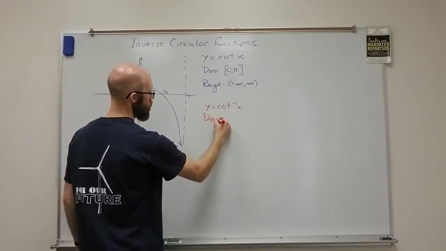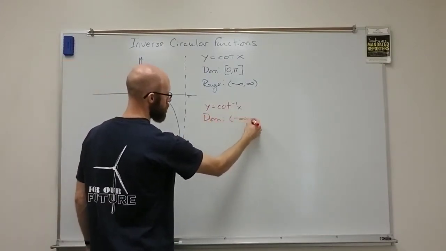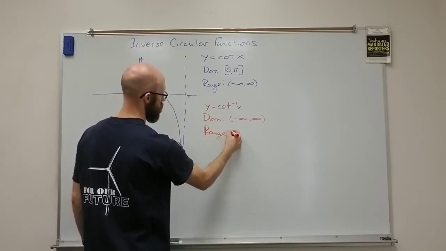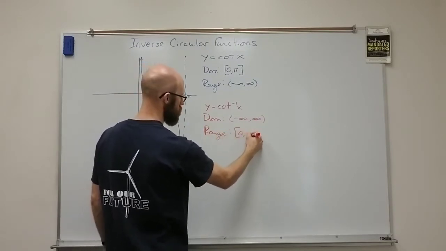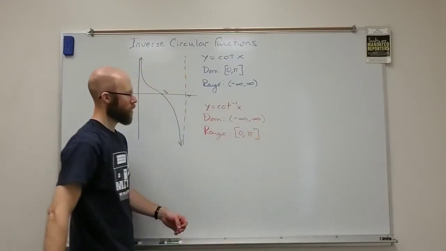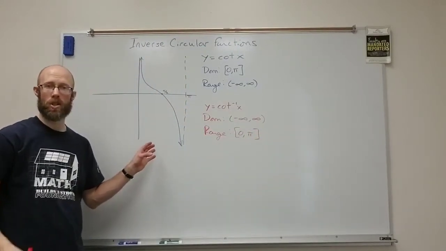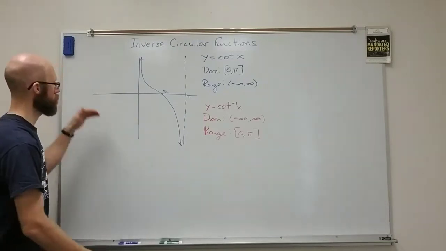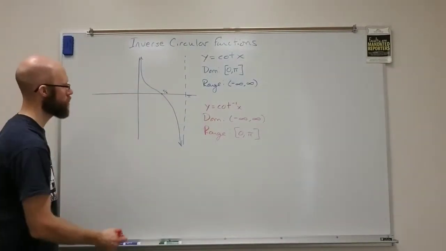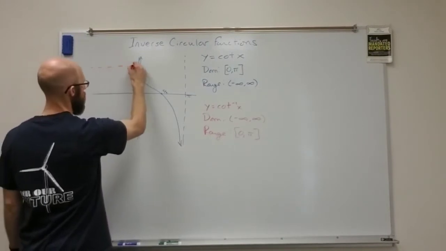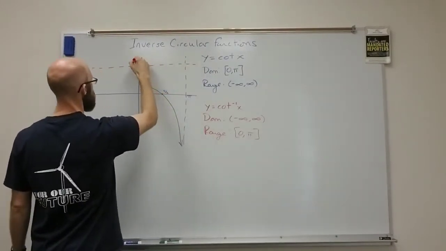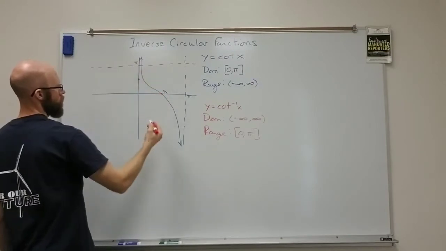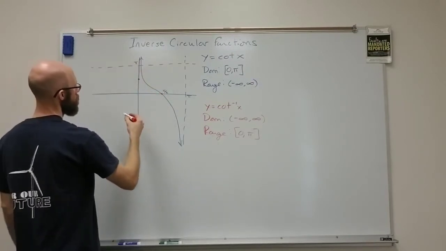And then when we do the inverse cotangent, its domain is going to be all real numbers, and its range is going to be from 0 to pi. So again, what happens with the cotangent, just like the tangent, is that our vertical asymptotes become horizontal asymptotes. We'll have one on the x-axis, and we'll have one up at pi. And then the graph will have an intercept at pi over 2.